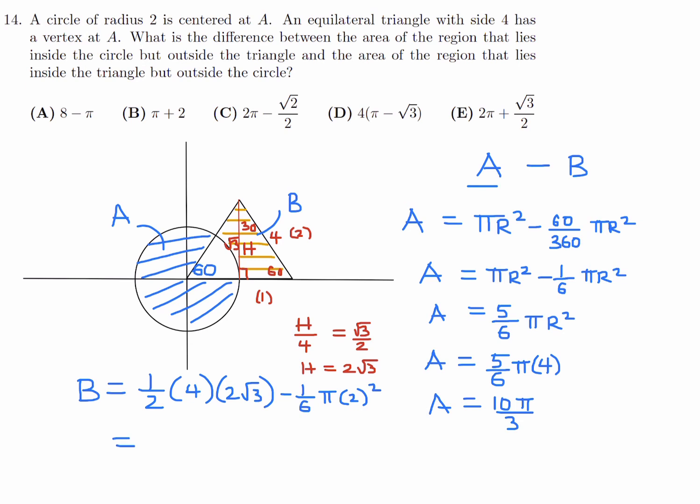Okay, so this gives me what? 4 root 3, I should say, and then 4 over 6, so 2 pi over 3. All right, so we're done.